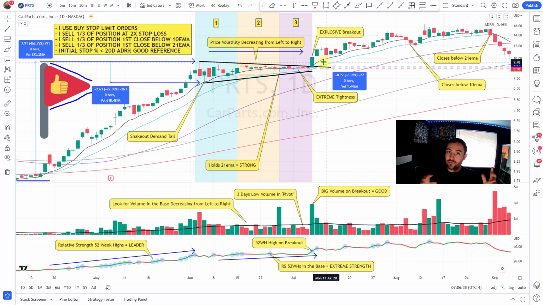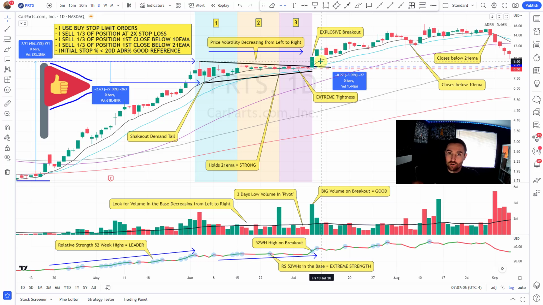Then we move into controlling risk. I got a little bit ahead of myself there. Then in terms of the mitigation of risk, I'm trying to take all of the risk out of the trade. How do I do that? I sell 1/3 of my position at 2 times my stop loss percentage. So 3%, 2 times 3 by my maths is 6%. So I would sell 1/3 of the position at 6%.